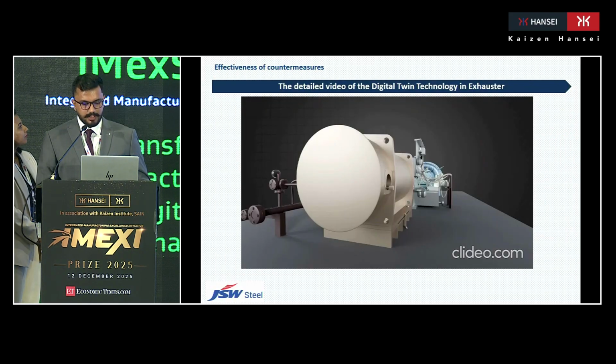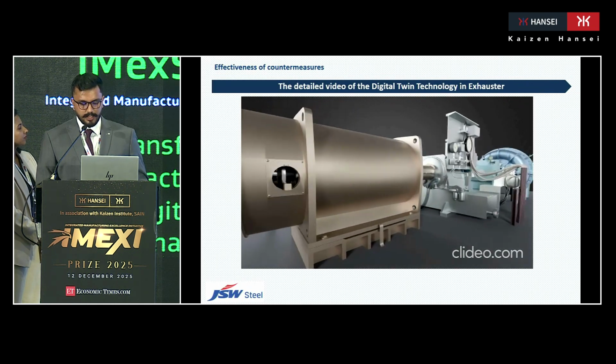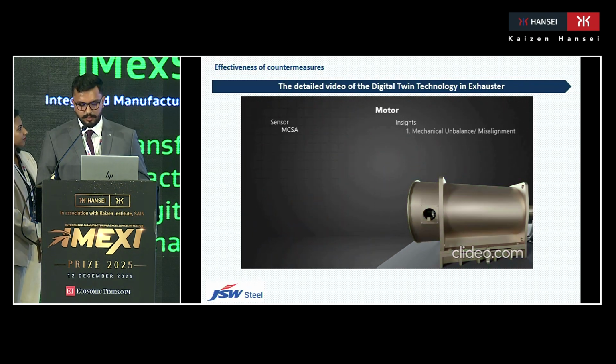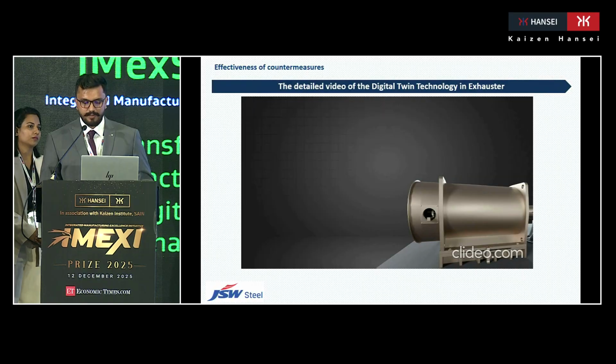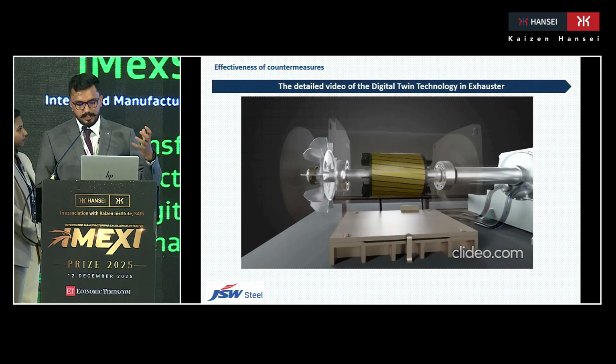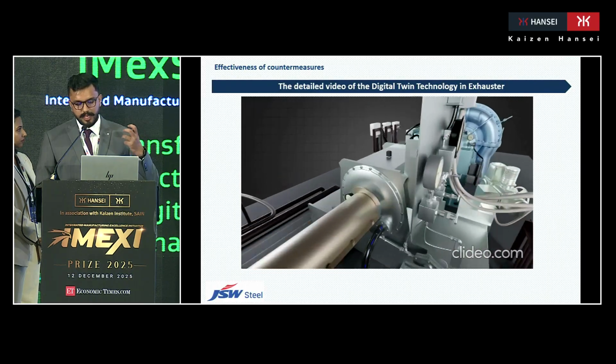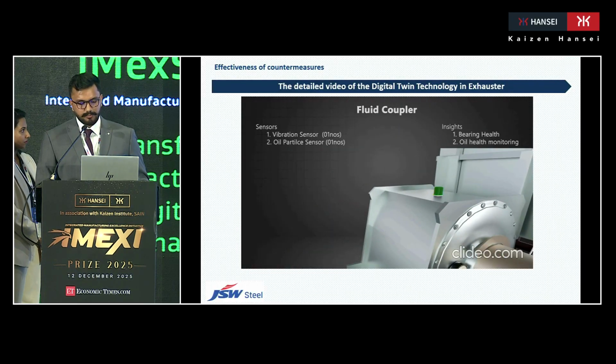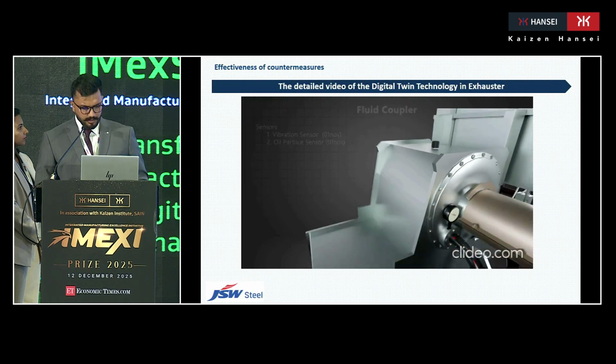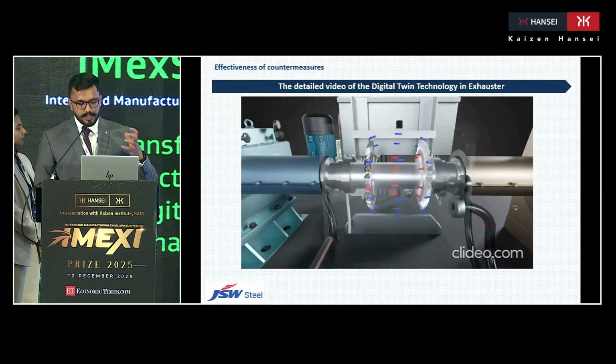So here's a detailed animated video of the exhauster, and here we will show you what sensors we have used and what insights they are giving. Firstly, the MCSA, the motor current signature analysis, is giving us the mechanical aspects of the motor and also the abnormality inside the motor. And here is the fluid coupler, in which we have installed the vibration sensor and the oil particle sensor, which is giving an insight on the bearing health and the oil health, as this fluid coupler and the gearbox, which is connected to the fluid coupler, are both of circulating oil nature.